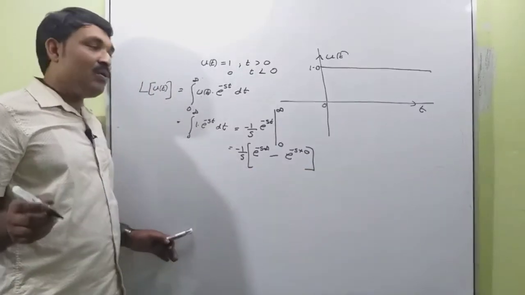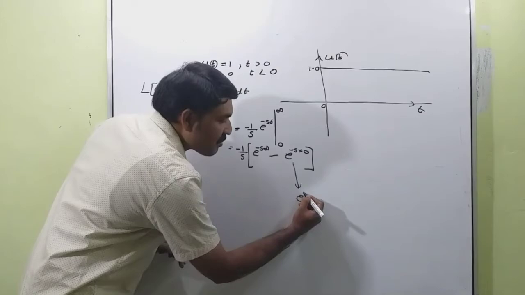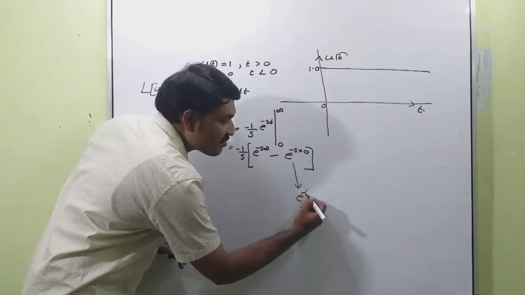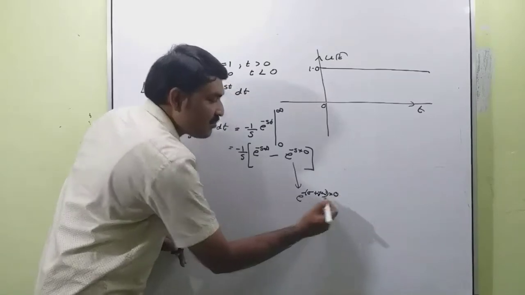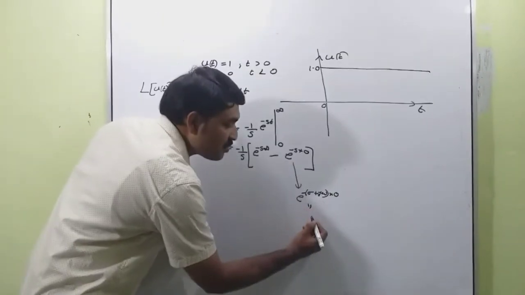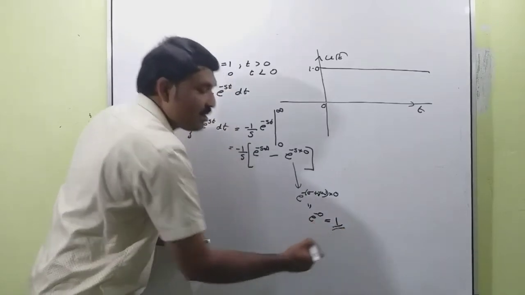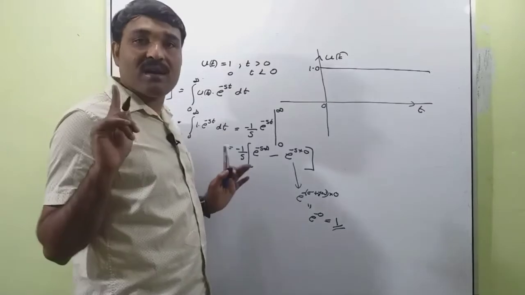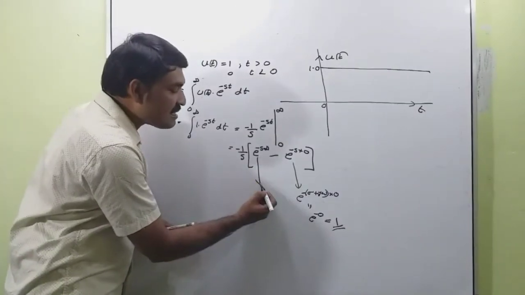Right. Now, let us consider this term. This term is e raised to minus s, minus s means minus of sigma plus j omega, into 0. So 0 into any term becomes 0. So this is equal to e raised to minus 0, that is equal to 1. E raised to minus 0 is equal to 1.